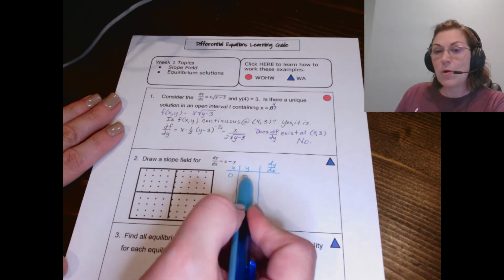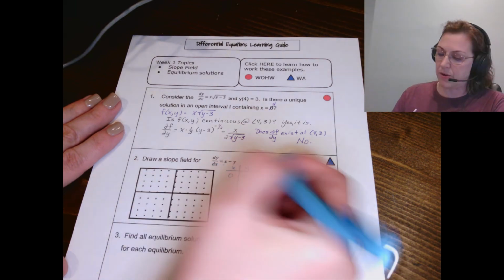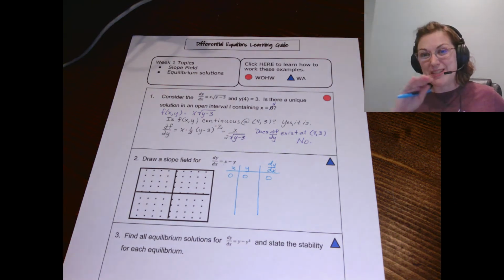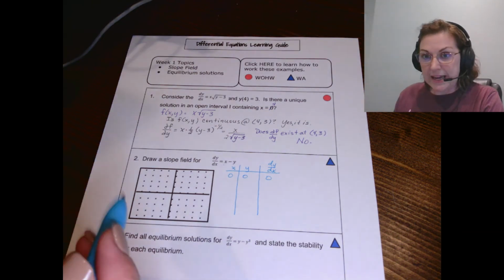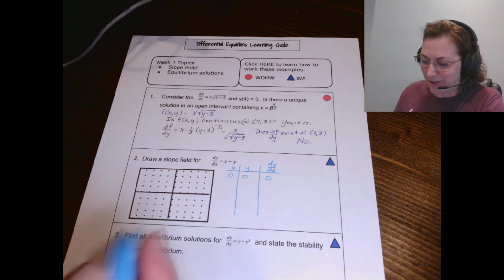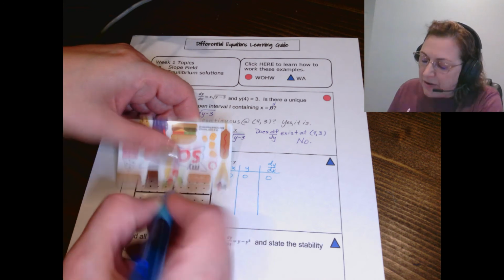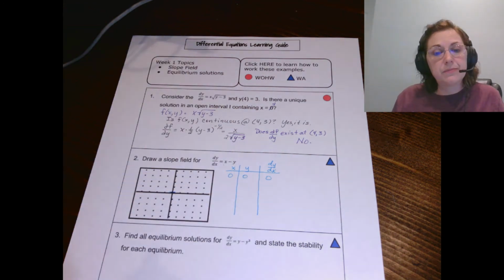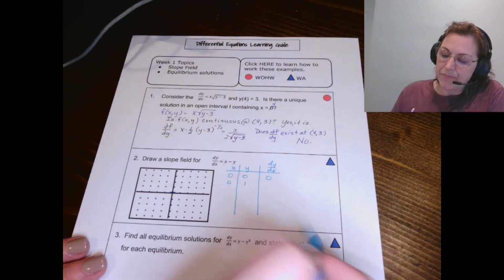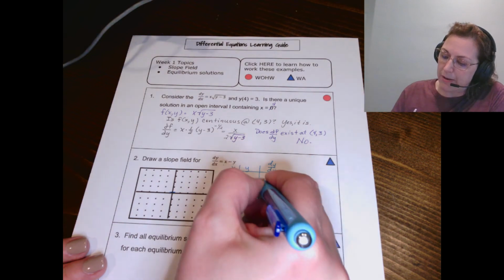So if x and y are 0, then dy/dx would be 0 minus 0, which is still 0. Now, a line that has a slope of 0 would be horizontal. So I'm going to take my straight edge. Please don't judge my Sonic gift card here. I'm going to draw at 0, 0 a small line that is horizontal. Then let me do 0, 1. That would have a slope of 0 minus 1, which is negative 1.